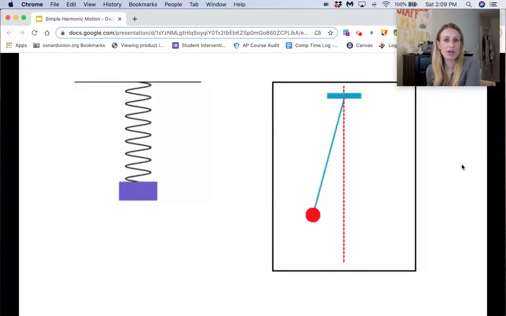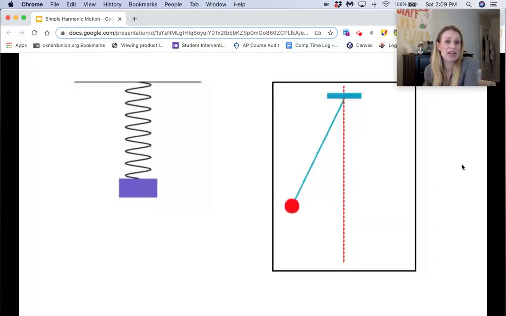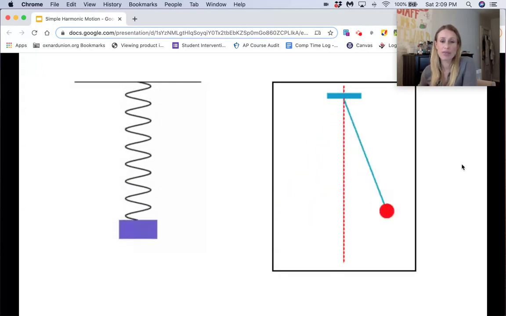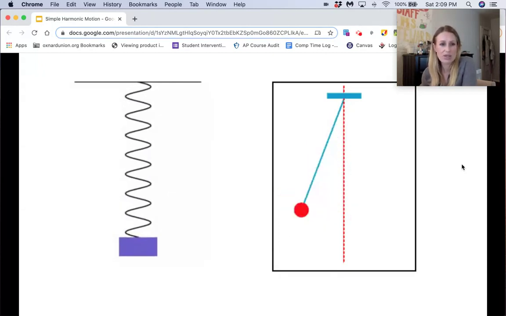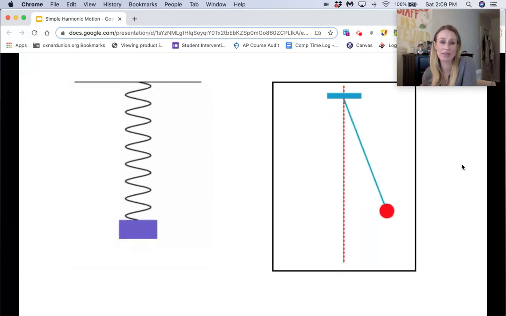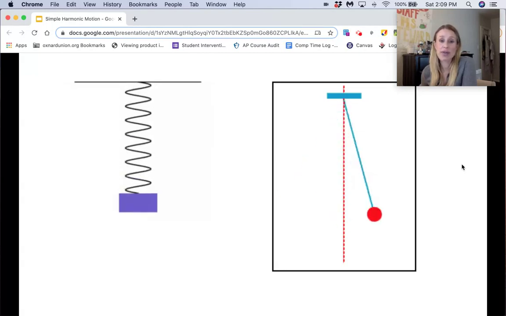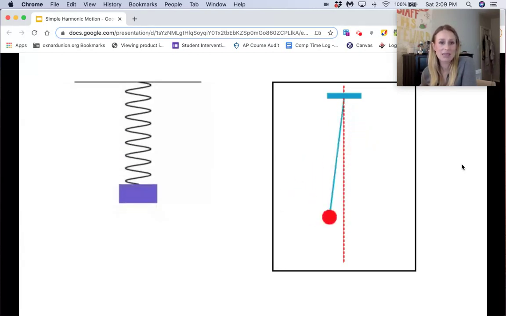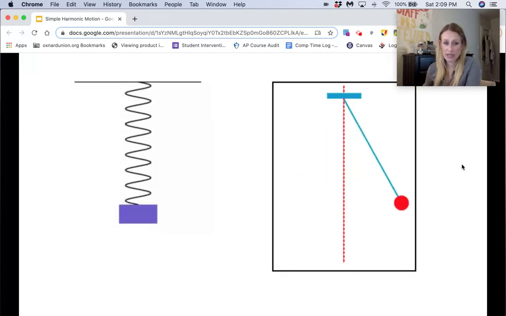Like I said before, this could be a mass on a spring. Here I'm showing a vertical mass on a spring, but we also have the example of a horizontal mass on a spring that we use a lot, or it can be something like a pendulum that just swings back and forth. Since these things both have a period, or the amount of time it takes to complete one cycle, this is called periodic motion.